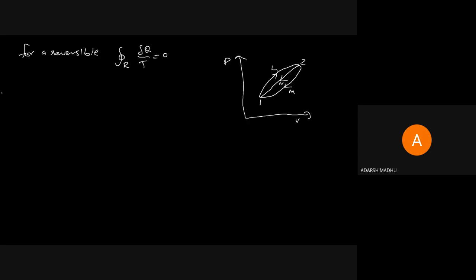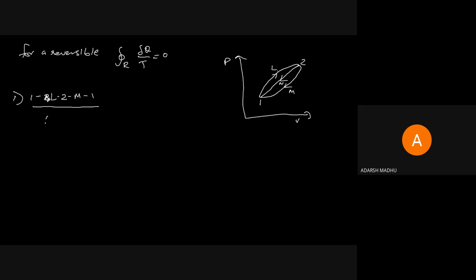For the first process, we can write the equation: 1 to 2 through L, and 2 to 1 through M. For a reversible process, the total energy change is equal to 0, and the total heat transfer is equal to 0. Forward equals reverse, that is the reversible process. Or we can write the total as upward plus minus equal to 0.